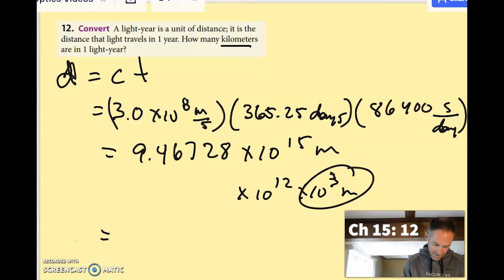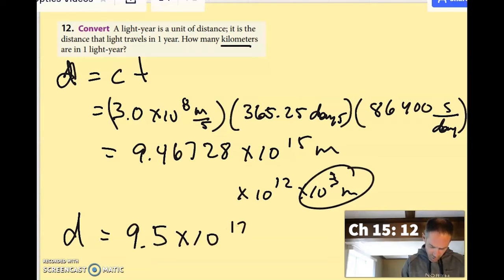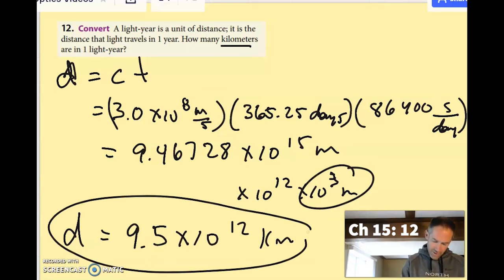And so I'm going to say that this distance of a light year is 9.5 times 10 to the 12th kilometers.